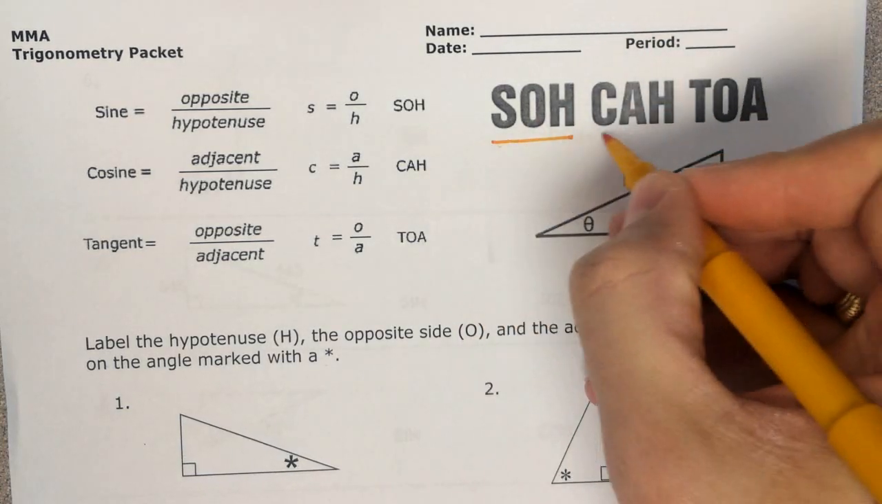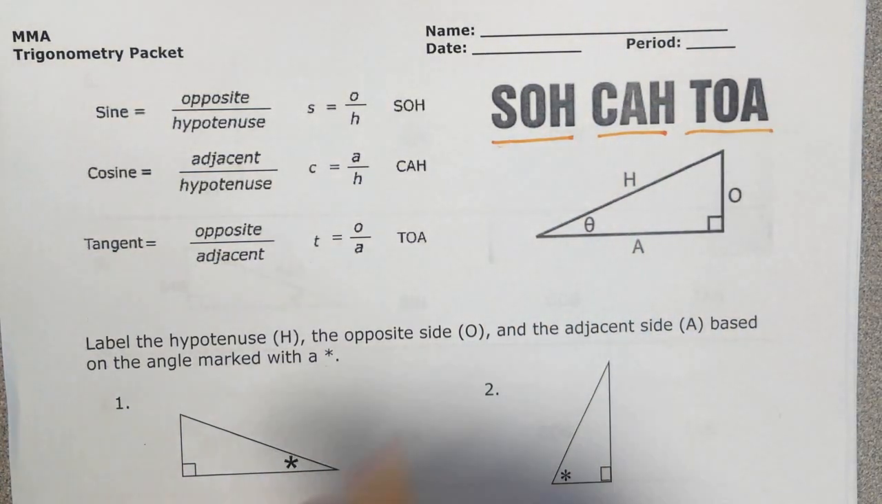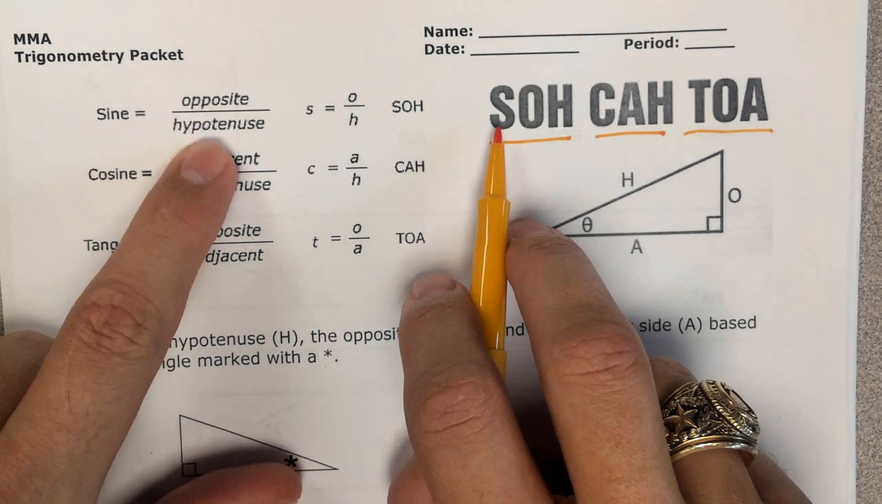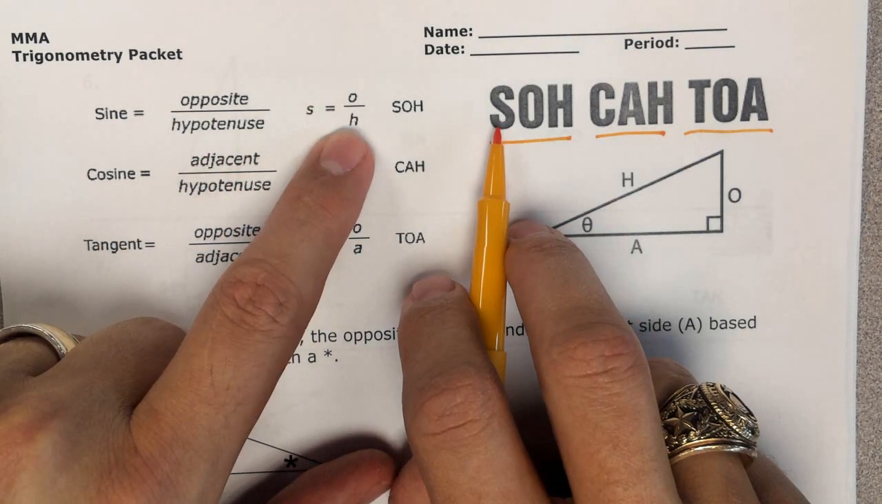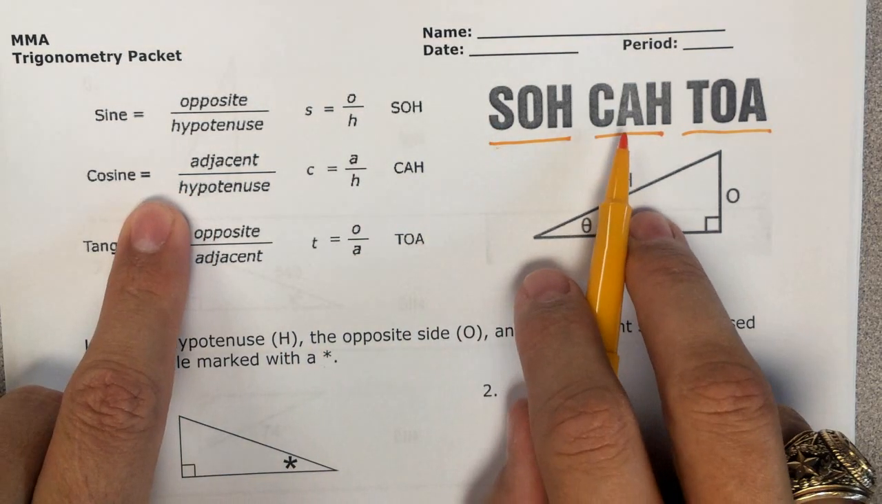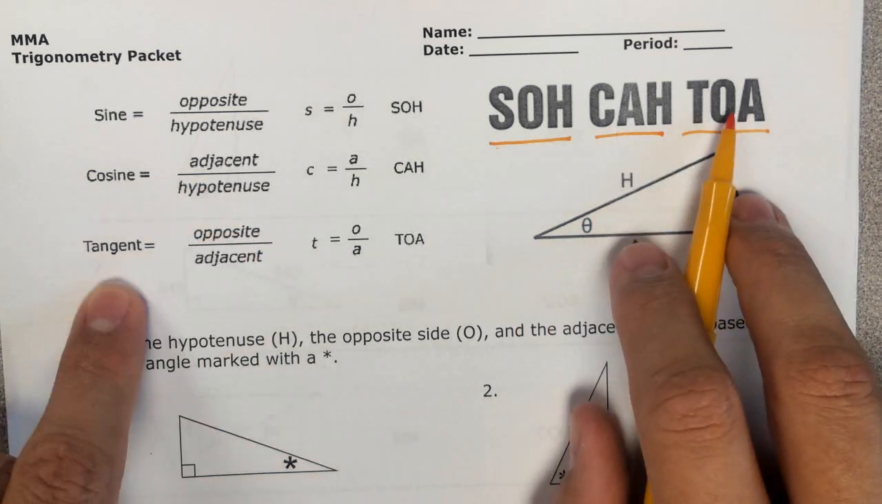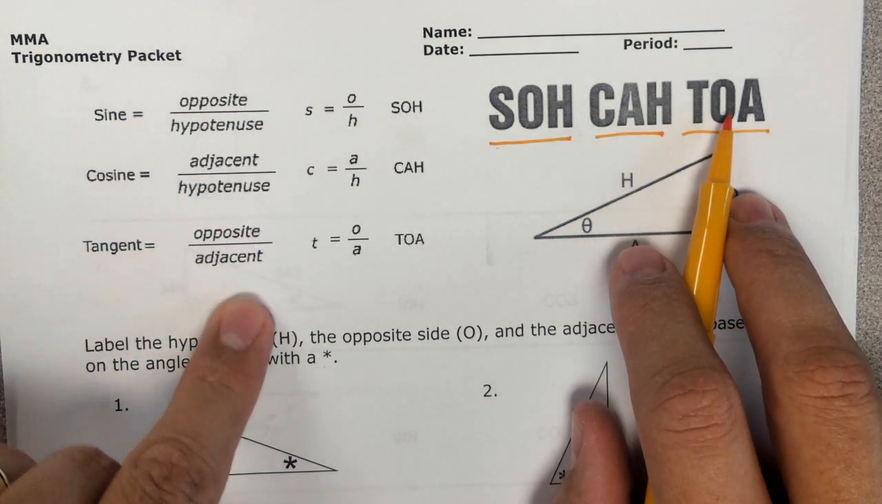Easy way to remember this: SOHCAHTOA. SOH is the sine, which is opposite over hypotenuse. Then we have CAH, cosine. Cosine is adjacent over hypotenuse. And TOA, tangent, opposite over adjacent.